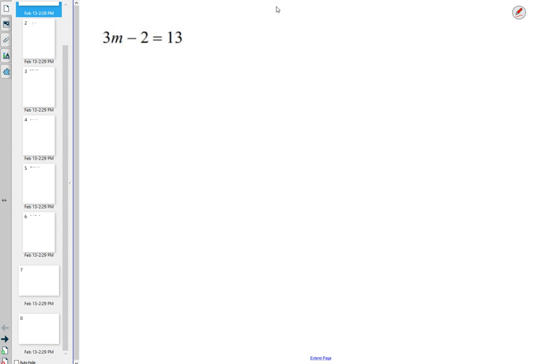All right. Well, let's see. Even though this is like a 7, let's see how hard this actually is. What would I do? There's no like terms here. There's no parentheses. So I want to start getting m by itself. What would I do first? I would definitely not subtract 3. I want to get rid of a -2, so I'll add 2. 3m is equal to 15. Next step.